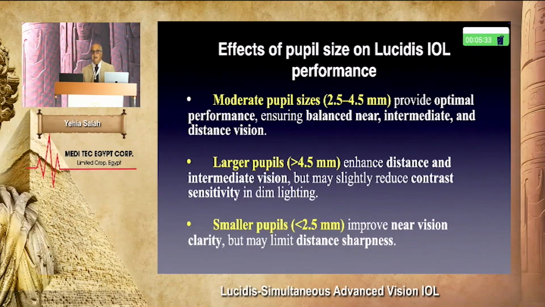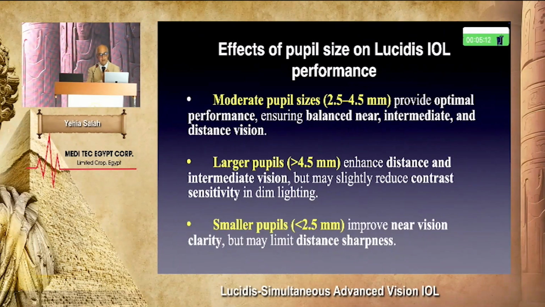So what about the pupil size? Is it really a problem? It's not a big problem. Practically, clinically, in our work, it doesn't make a difference. But we have to be aware that the most common size of pupil, between 2.5 and 4.5 millimeters, provides optimal performance.